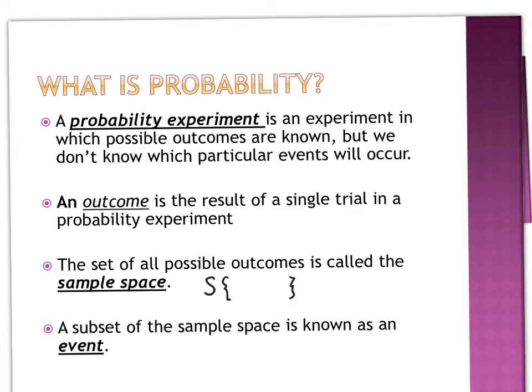an event. And an event we write like this. It's the probability of some event E. So the P stands for the probability of an event E.